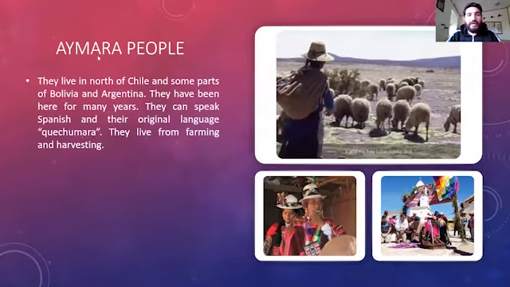So Aymara people, as Martina said, they live in the north of Chile, Bolivia, and some parts of Argentina. They have been here for many years. They can speak Spanish and their original language, Quechumara. They live from farming and harvesting, okay? So now, since we recognize some aspects of the Aymara people, I have a few questions for you, okay?